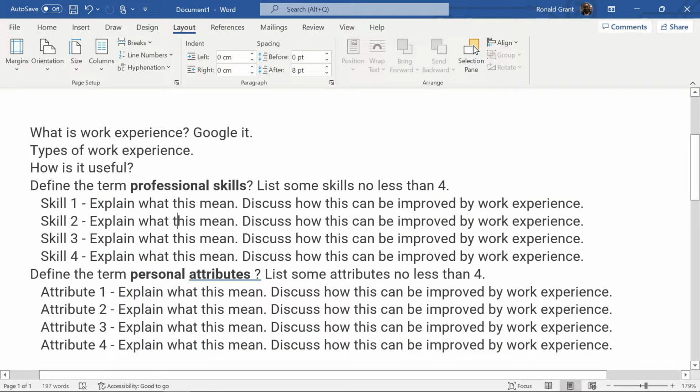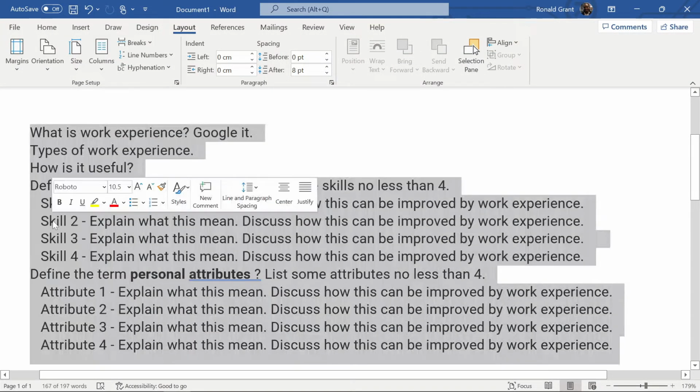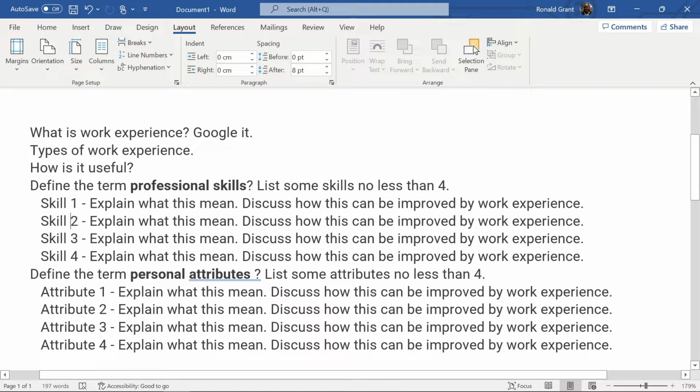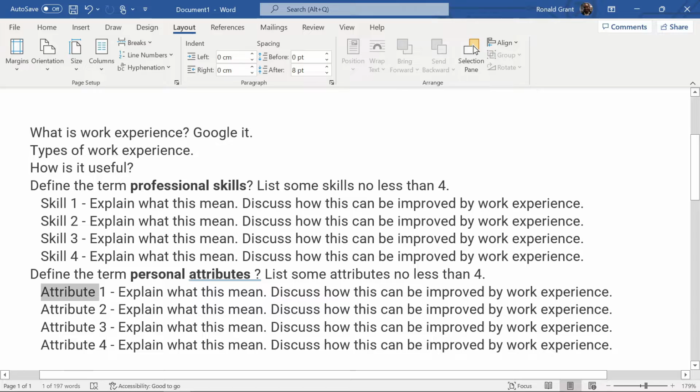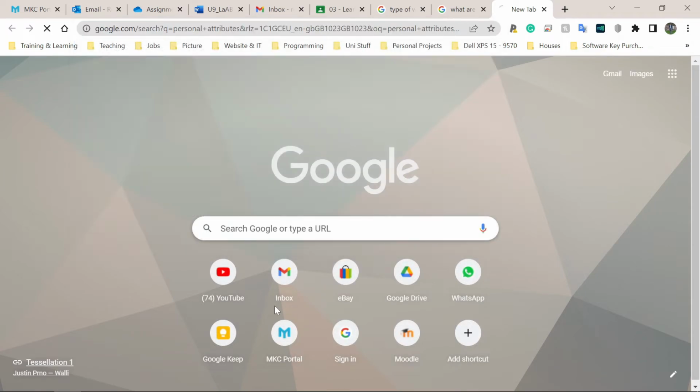So that's for skill one. You do exactly the same thing for skill two, skill three, and skill four. I think if you're going for a distinction, you shouldn't have anything less than about 3, 4, or 5 skills. And then for personal attributes, it's going to be more or less the same thing. So attribute one, explain what this attribute actually means. So let's look for personal attributes, because I don't know what personal attributes mean. Let's just say personal attributes.